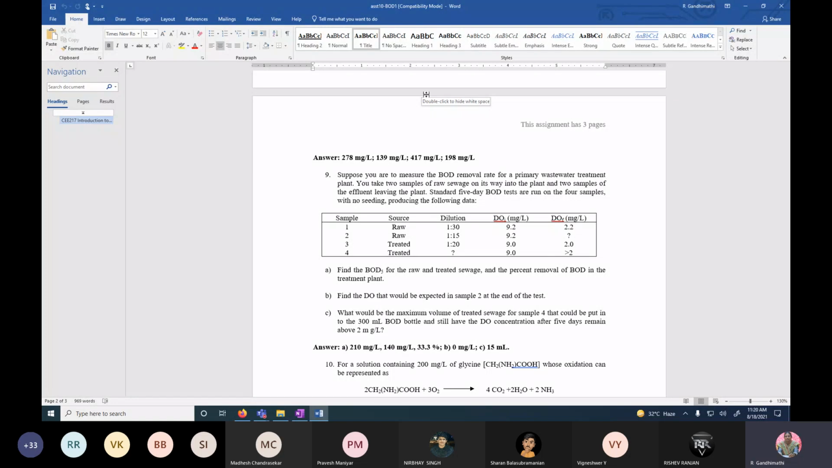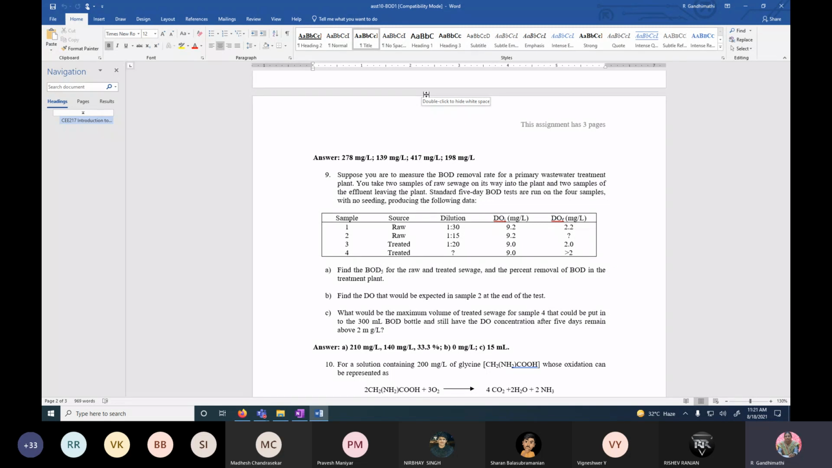Sample 1, 2, 3, 4. Sample 1 and 2 is the raw sewage, that means the untreated sewage. Sample 3 and 4 is the treated effluent, after all the treatment process, taken at the outlet. Okay, that is a treated effluent. They have used 1:13 dilution for sample 1, 1:15 for sample 2, 1:20 for sample 3, and then question mark that we have to find out.